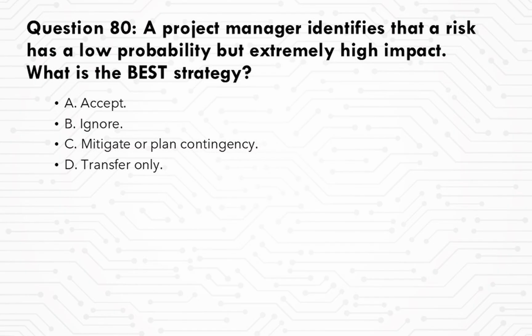Question 80. A project manager identifies that a risk has a low probability but extremely high impact. What is the best strategy? A. Accept. B. Ignore. C. Mitigate or plan contingency. D. Transfer only. Answer: C. High-impact risks require proactive planning even if probability is low.